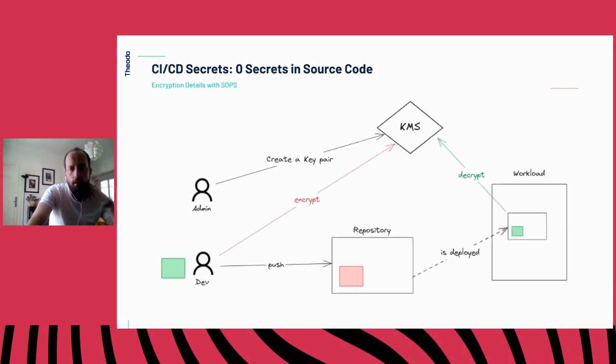So SOPS, how does it work? A developer has the clear text configuration and is able to encrypt it using any key management service, and push the encrypted version to the GitLab or GitHub repository. It will be decrypted when it's deployed on the workload. So you allow developers to encrypt and you allow your workload to decrypt it. And at least you don't have clear text credentials in your code base.